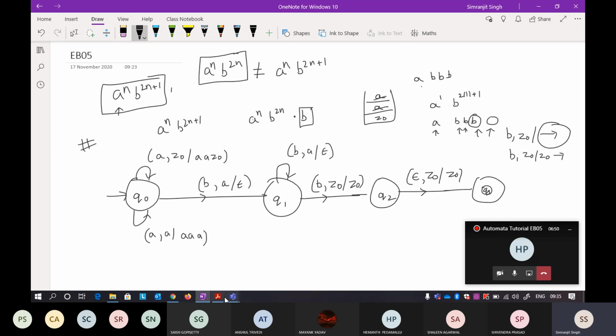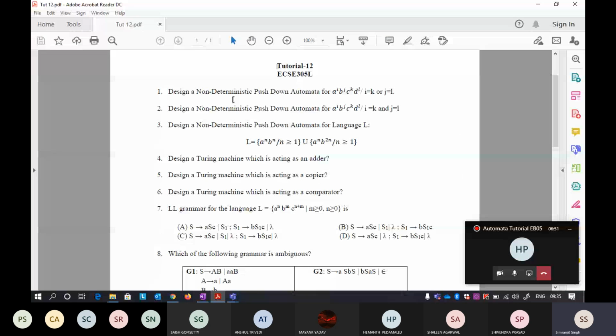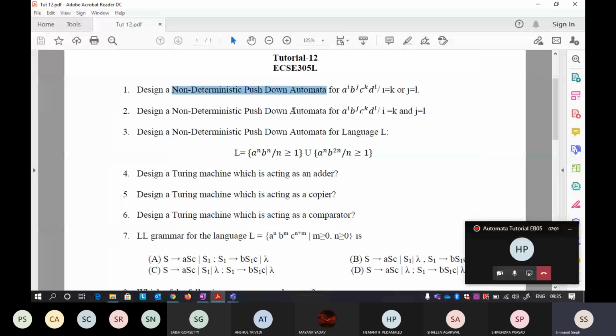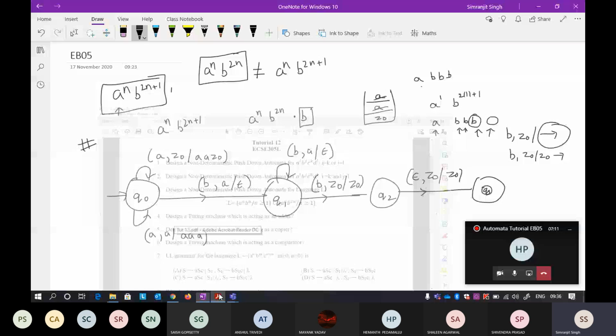Okay, so now the 12th question is again based on this; we haven't done a non-deterministic pushdown automata question, which is why I've included this question. Now, this question is somewhat similar to the question that we have seen in tutorial one, only here there is i equal to k and j equal to l. So I will just write the language here, i, j, k, l.